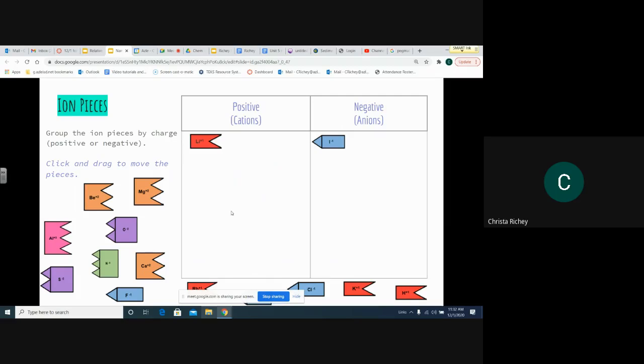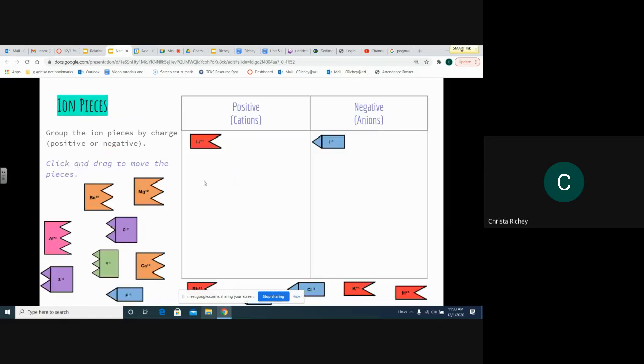Okay, well, somewhere I have this in paper form. There's somewhere in a box where they had these chips. It's like putting a puzzle together, and so it says group the ion pieces by charge, positive or negative. The positives, the cations, are going to go on the left. The negatives, the anions, are going to go on the right.